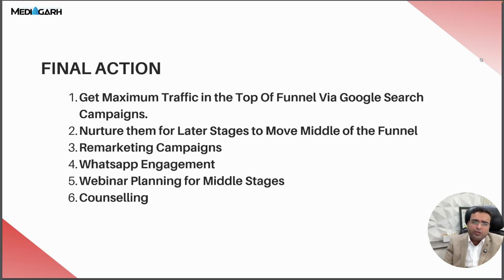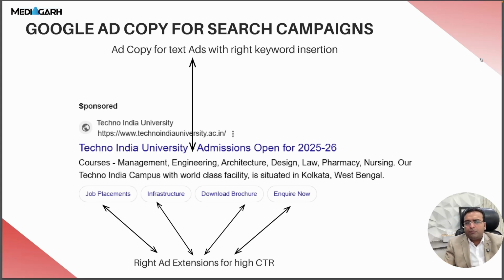Now once this audience funnel is finalized, the next phase is final action, which is to get maximum traffic in the top of the funnel via Google search campaigns. Our focus should be to get maximum traffic. Once the traffic is there on the landing page, students will fill the form. Then after that, we can nurture them for later stages so that they can move to the middle of the funnel, and ultimately reach our target goal, which is admissions. Then we can move for remarketing campaigns, WhatsApp engagement, and finally we can also plan webinars, and then move for the counseling.